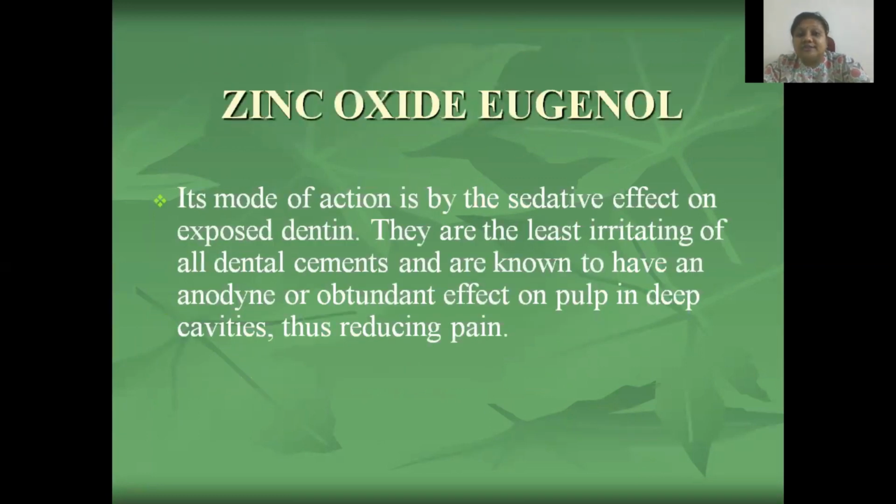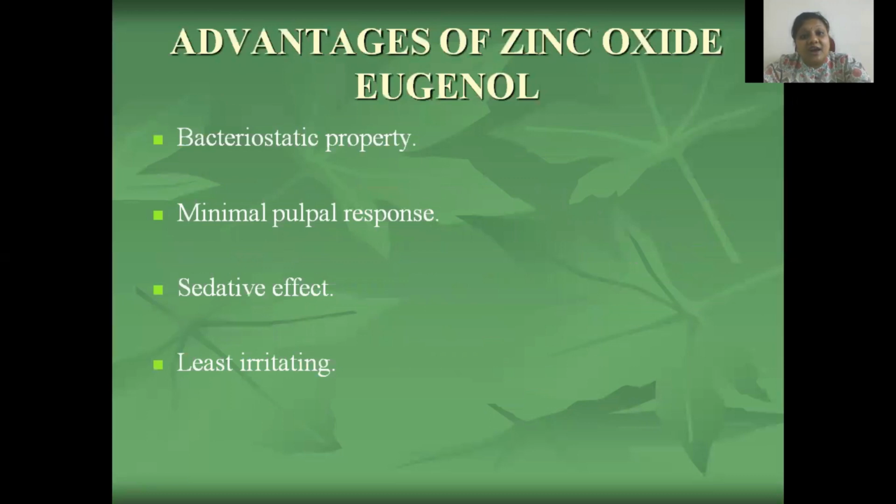Coming on to zinc oxide eugenol. Its mode of action is by the sedative effects on the exposed dentine. It is the least irritating of all the dental cements, and it is also supposed to have an anodyne or obtundant effect on pulp in deep cavities, thus reducing pain. What are the advantages of zinc oxide eugenol? It has bacteriostatic property, minimal pulpal response, sedative effect, and is least irritating.